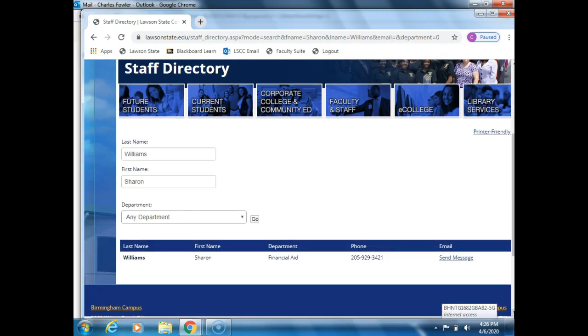Williams, Sharon, Financial Aid. There's a phone number, but that's the on-campus phone number. Unless she has it forwarded to go home, that wouldn't do. But then on the fifth column, you see email, send message. That should get it to her. Okay? Oh, you have? Okay, I'm sorry. I'm afraid so, possibly.